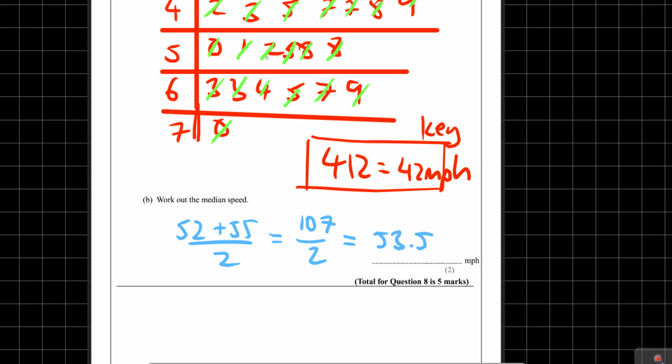Again, you could work that out without adding them together. The difference, 2 and 5 has 3 between it, so 3 divided by 2 is 1.5. That will be the halfway point, so 2 plus 1.5. 52 plus 1.5 is 53.5.